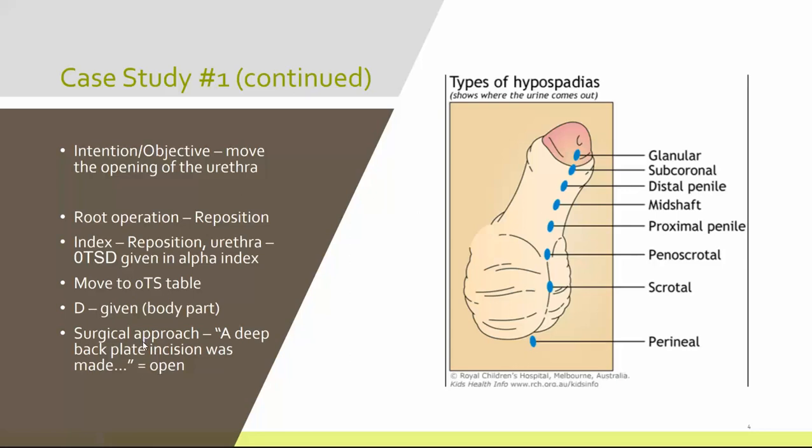In the clinical information, we're looking for our surgical approach. Was this done with an endoscope? Most likely not, but we don't have to guess. It says in the clinical information a deep back plate incision was made after a tourniquet was applied, and the urothelium, talk about the tissue of the urethra, was advanced to the epithelium of the glands with interrupted 7.0 Vicryl sutures. So this was done via an open surgical approach.